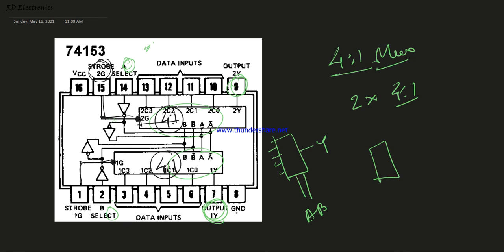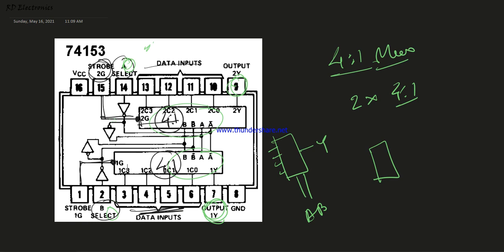Okay, so this is the output of the first multiplexer, this is the second output, and these are the 4 data inputs for each. This is the common select for both the first and second multiplexers, because when AB equals 00, data input 0 is selected, and for 01, input 1, then input 2, then input 3, and so on. And this is the strobe for the same multiplexer. Okay, so this is 74153.